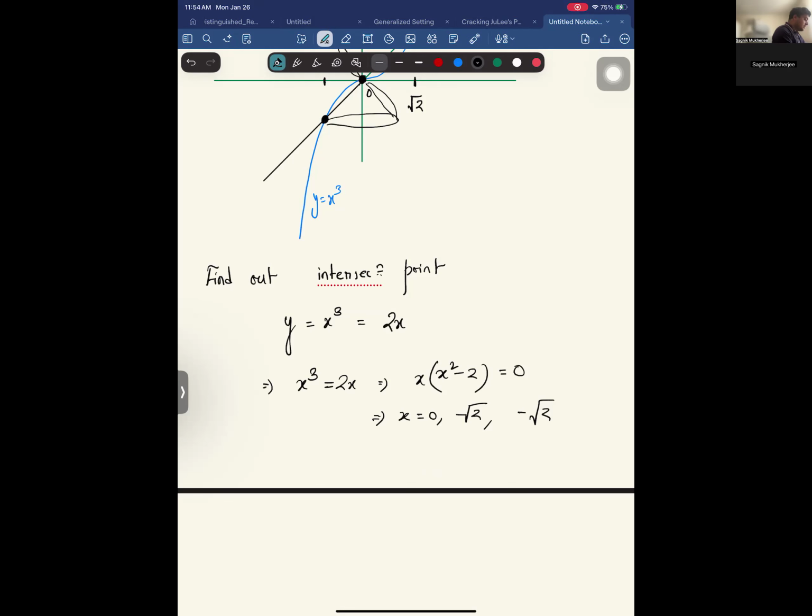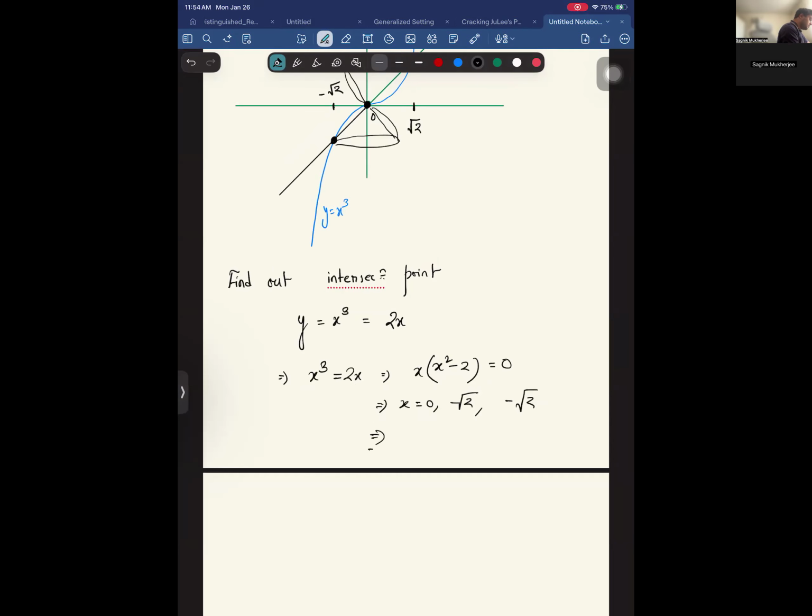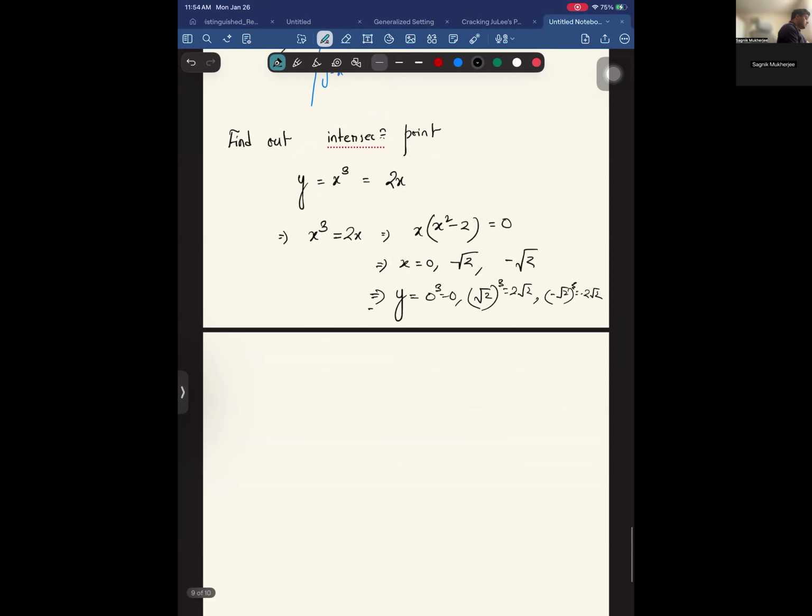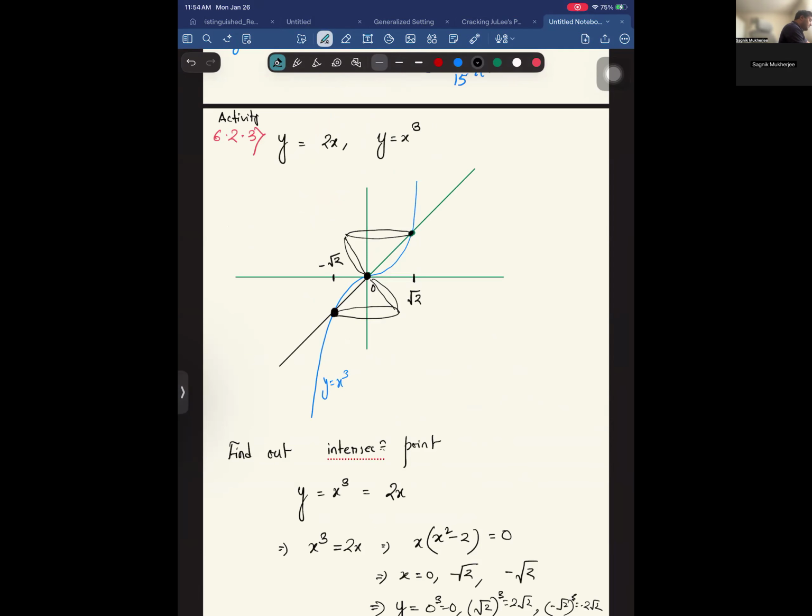Anyway, our task is to find out the y coordinate. Since these are intersection points, y equals x cube, right? That means y equals 0 cube, which is 0, square root 2 cubed, which is 2 square root 2, and negative square root 2 cubed, which is negative 2 square root 2, right? So you have to integrate from negative 2 square root 2 to positive 2 square root 2, right?